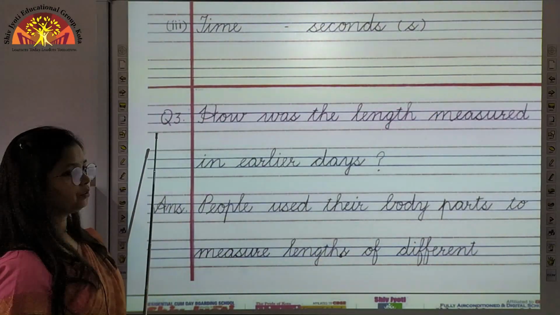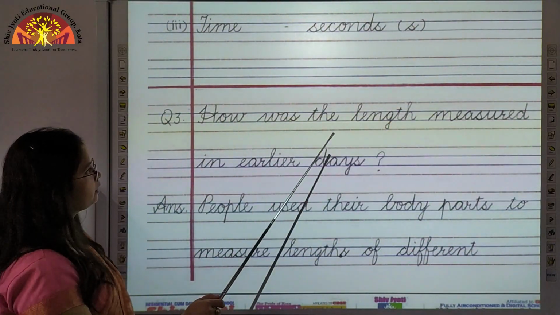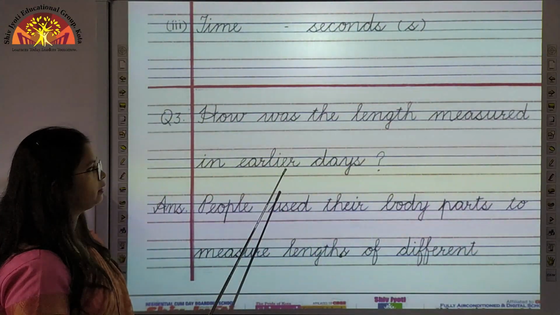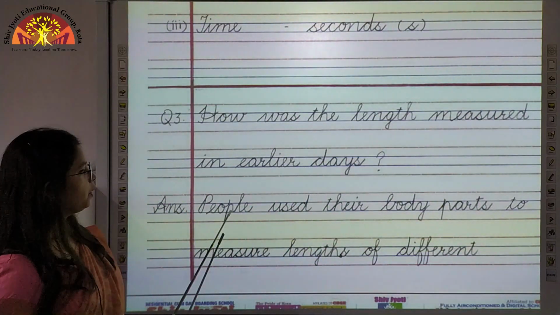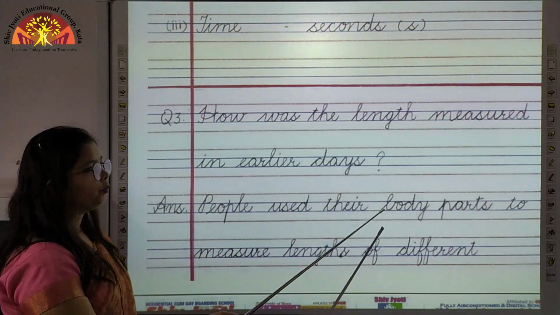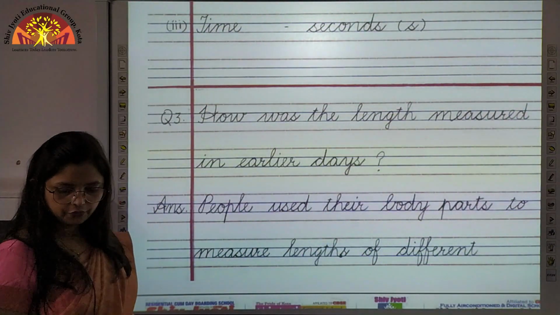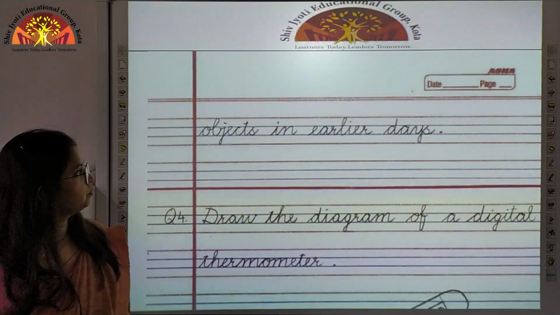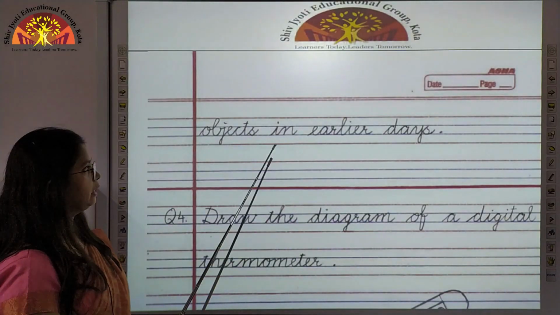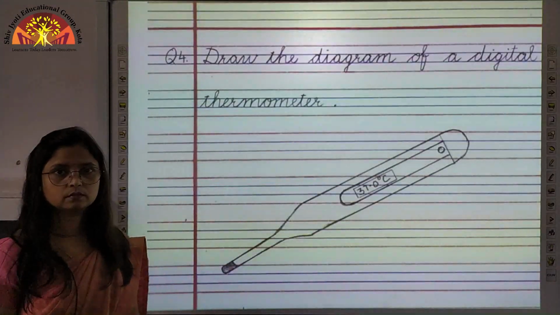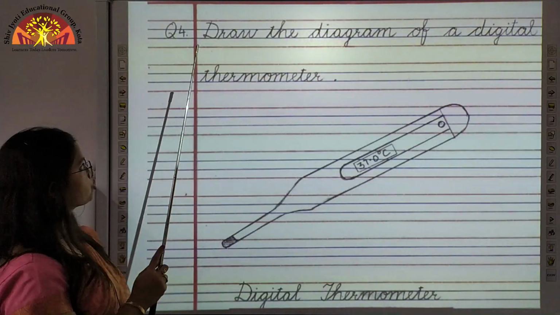So question number 3 here is, how was the length measured in earlier days? So answer is, people used their body parts to measure lengths of different objects in earlier days. Now let us move to question number 4.